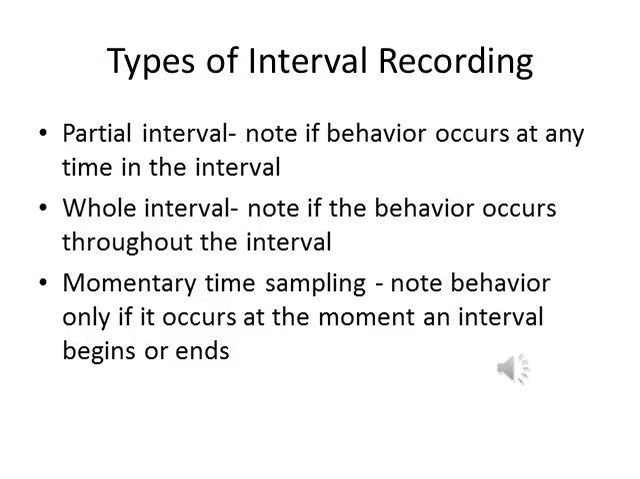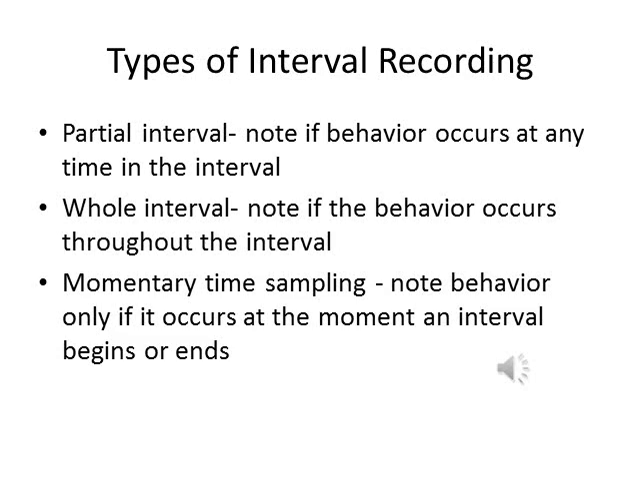So here are the rules for scoring a 1. Partial interval, let's say I had a partial interval of 30 seconds. I'm going to watch, and if at any time during that 30 seconds the behavior occurs, I'll mark a 1. Whole interval, I'm only going to mark a 1 if the behavior is happening the entire 30 seconds.